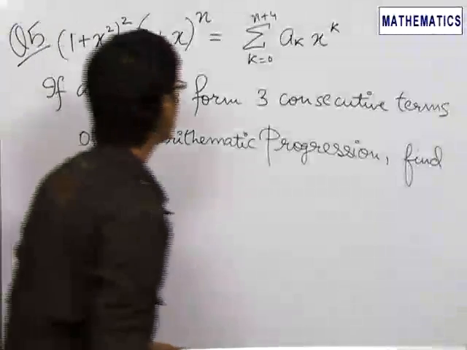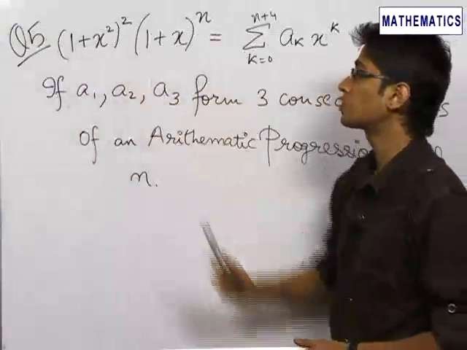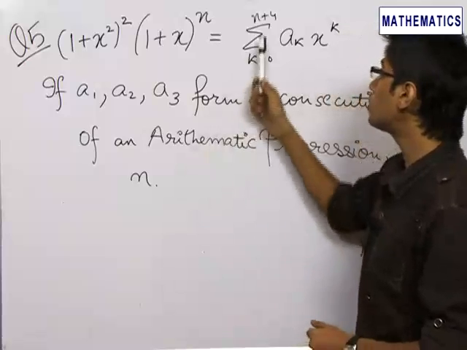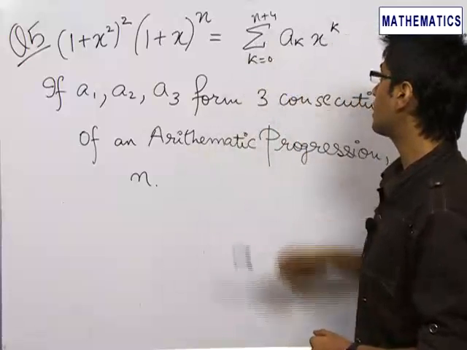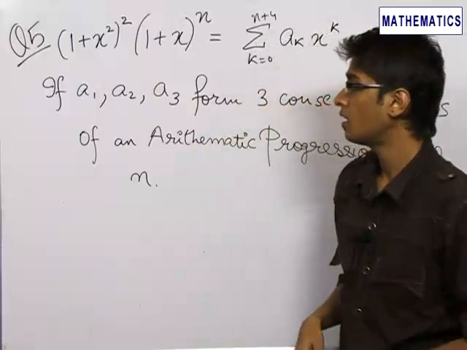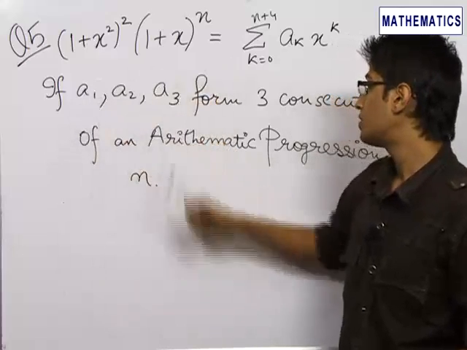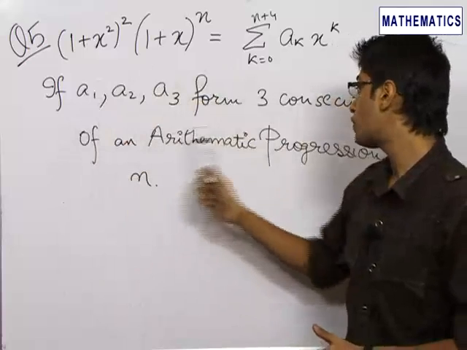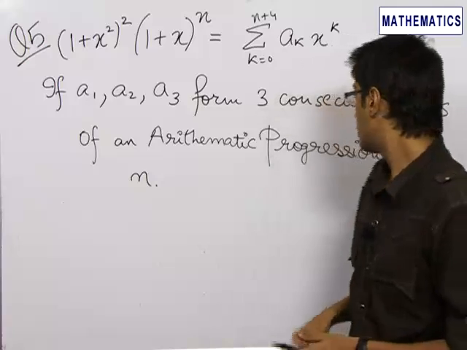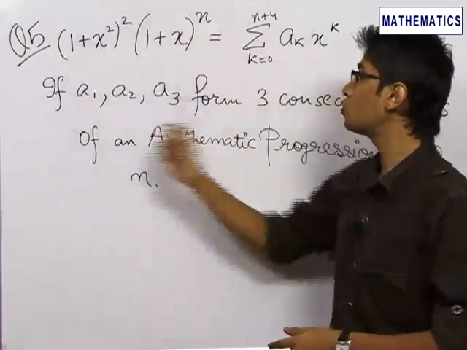The next question which we have in hand is, we are given an expression (1 + x²)² (1 + x)^n = summation a_k x^k, where k ranges from 0 to n + 4. And we are given the fact that a1, a2, a3 form three consecutive terms of an arithmetic progression, that is, a1, a2 and a3 are in AP. Therefore, we need to find the value of n for this condition to be satisfied.